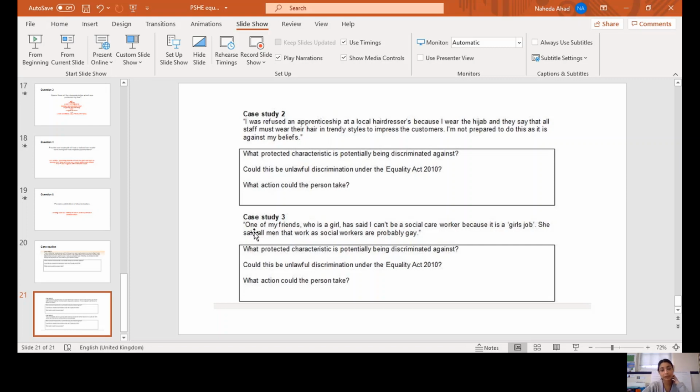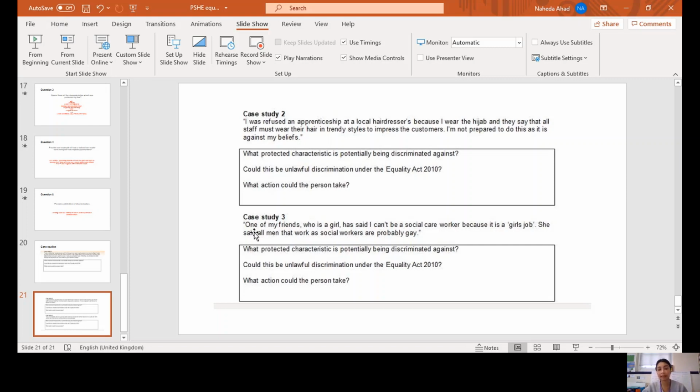So this case study 2, I was refused an apprenticeship at a local hairdresser because I wear a hijab, which is a headscarf, and they say all staff must wear their hair in trendy styles to impress the customers. I am not prepared to do this as it is against my belief. What protected characteristic is potentially being discriminated against? Here it is the person's religion or belief.